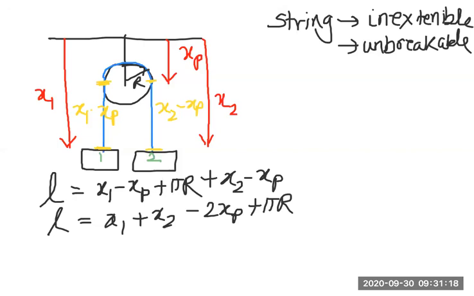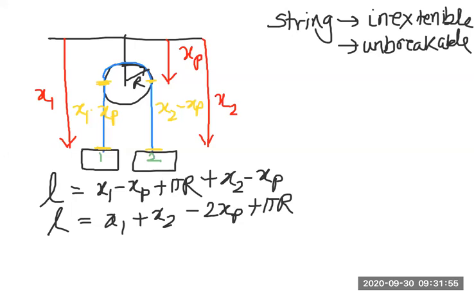Now comes the real question. And the real question is, out of these four quantities that I have written, x1, x2, xp and r, which quantities are variable and which quantities are constant? If these blocks move, which quantity will always remain constant with time and which quantity will vary with time?